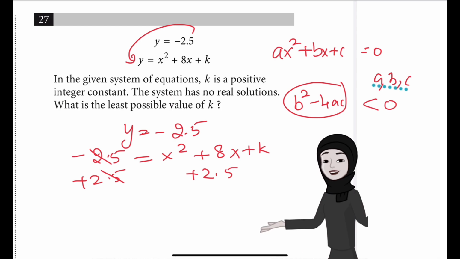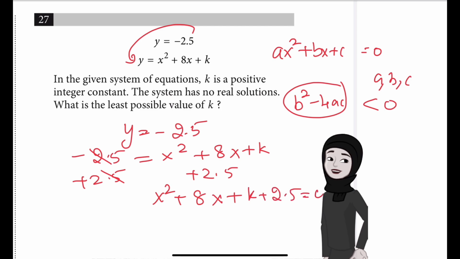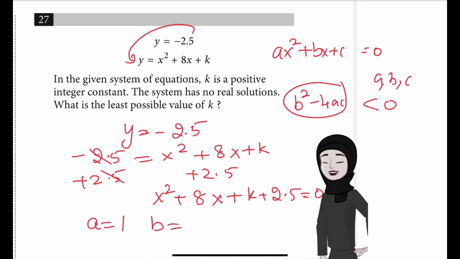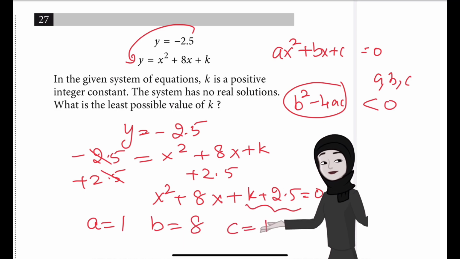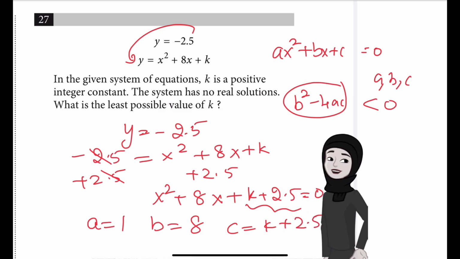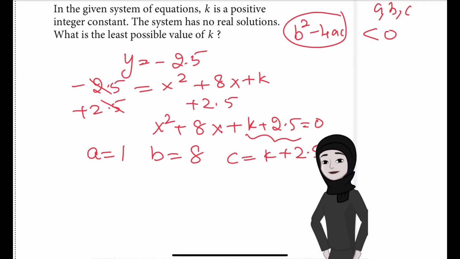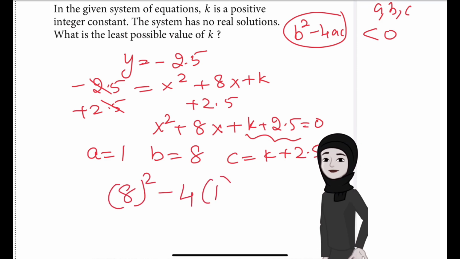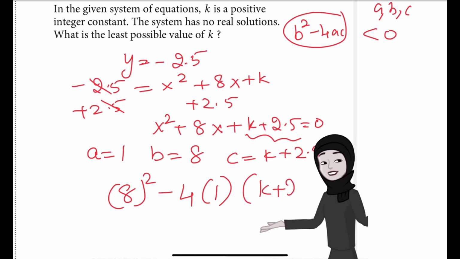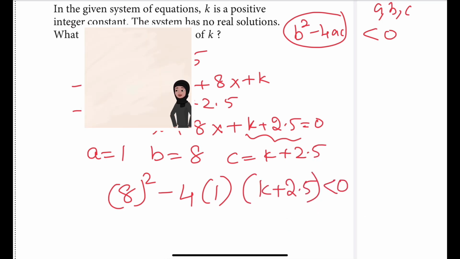In this particular equation, x squared plus 8x plus k plus 2.5 is equal to 0. It says that k is a positive integer constant. So what are a, b and c over here? a is 1, b is 8 and c is k plus 2.5. Now we put this in the discriminant b squared minus 4ac. So we have 8 squared minus 4 times 1 times k plus 2.5, and this should be less than 0, in other words negative.